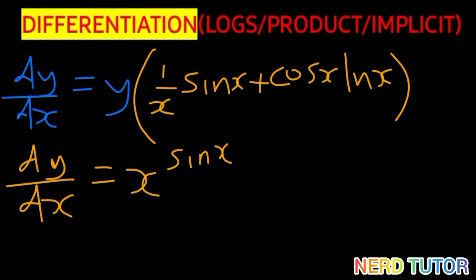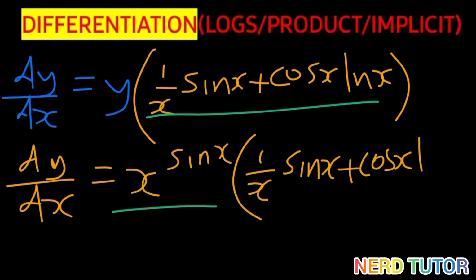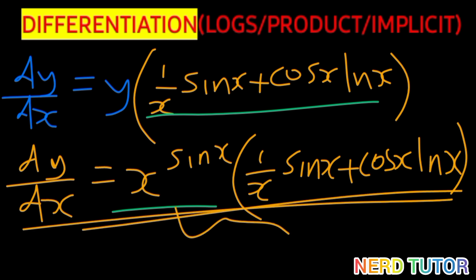We now say open brackets. So this is just the value of y. We now write everything the way it is, and then we are done. So we have 1 over x sine x, then we say plus cos x ln x, like this. We are done. So that's the answer.